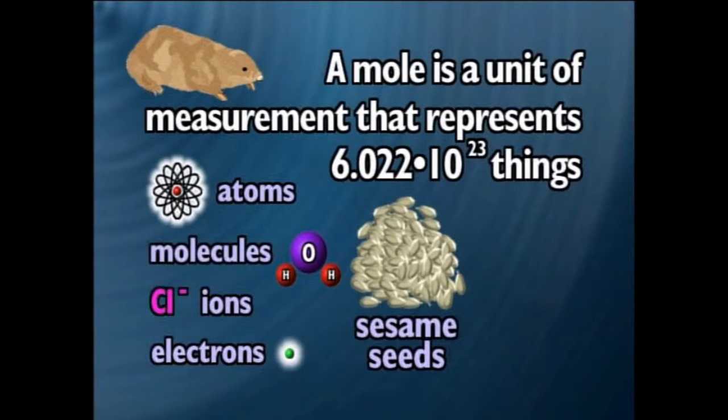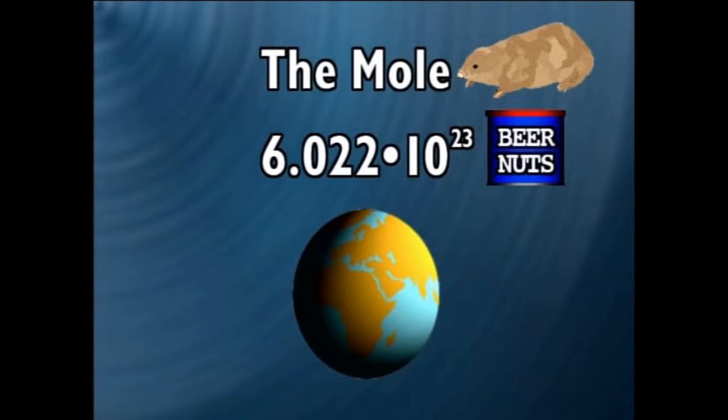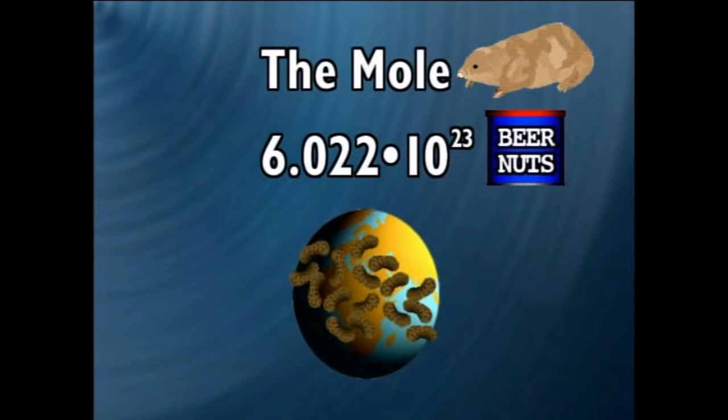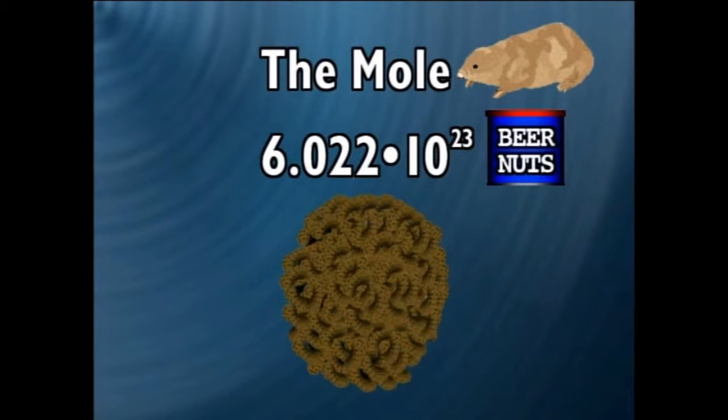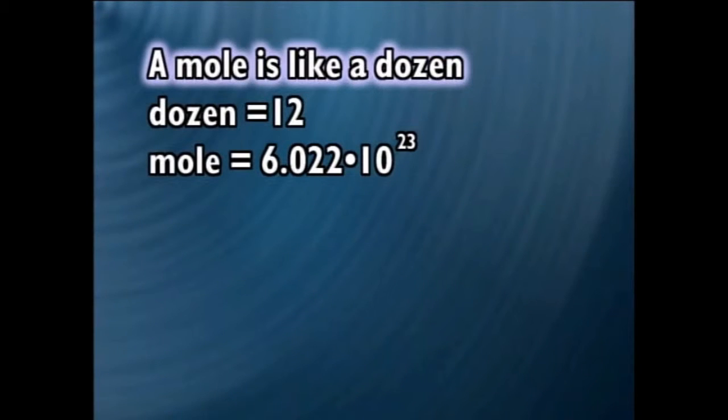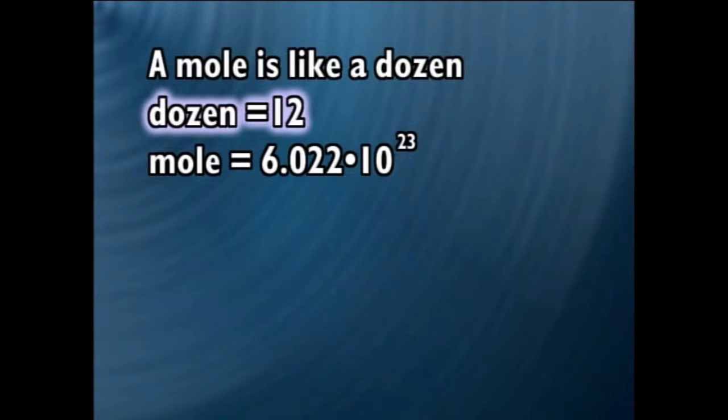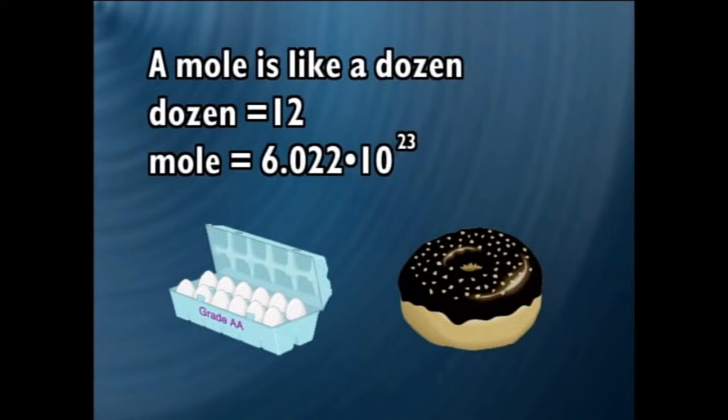Yes, things. Moles are designed to measure atoms, molecules, ions, electrons, sesame seeds, or tiny things like that. But if you wanted to, you could talk about a mole of beer nuts. Of course, a mole of beer nuts would cover the entire surface of the earth. Think of the term mole like the term dozen. You know that a dozen refers to 12 things: 12 eggs, 12 donuts, whatever. A mole refers to 6.022 times 10 to the 23rd eggs or donuts or atoms or molecules, whatever you're measuring.